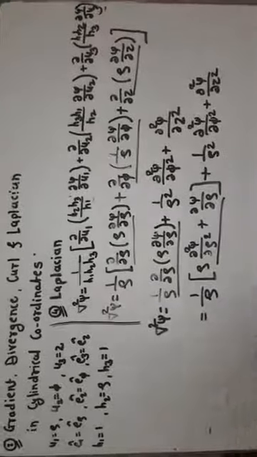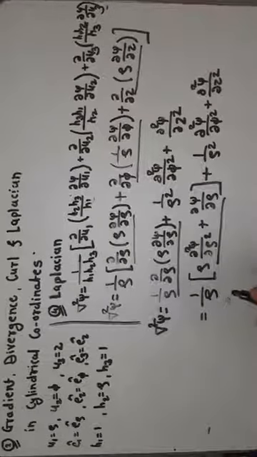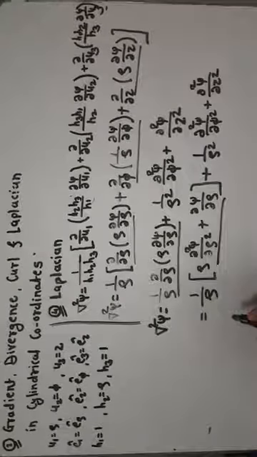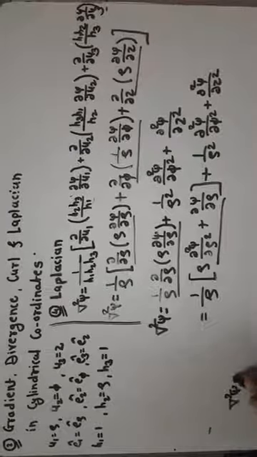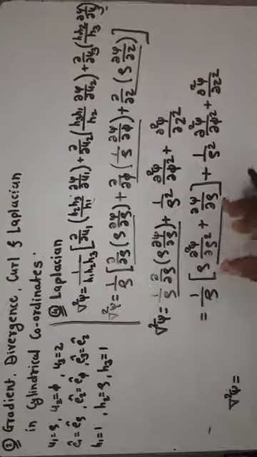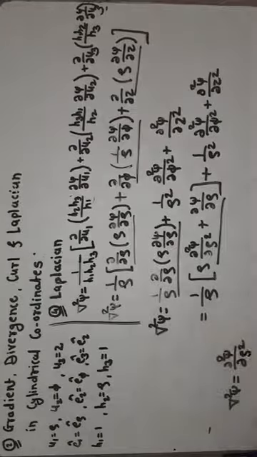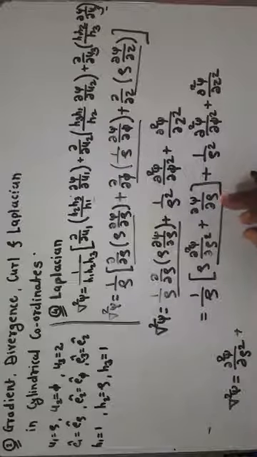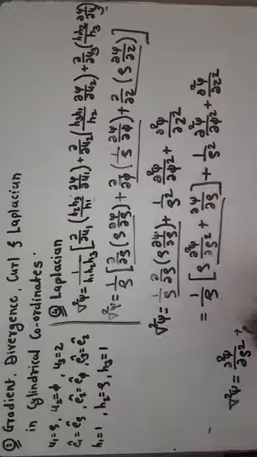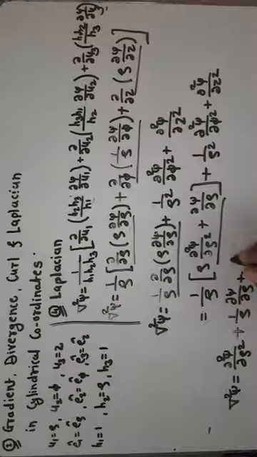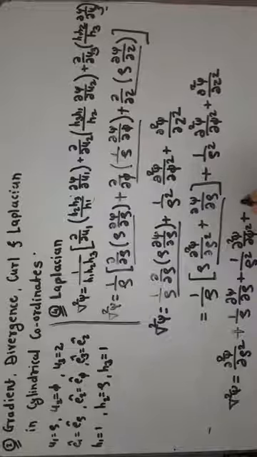Okay, then final one, the Laplacian operator is equal to del square psi is equal to dou square, this gets cancelled, solving this bracket dou square psi by dou rho square, rho rho gets cancelled, dou square psi by dou rho square plus this and this 1 by rho, 1 by rho dou psi by dou rho plus 1 by rho square dou square psi by dou phi square plus dou square psi by dou z square, right?